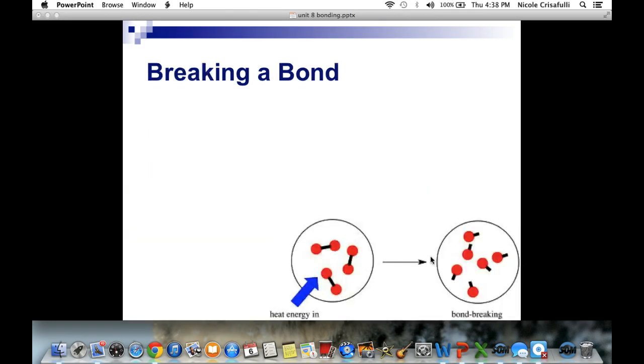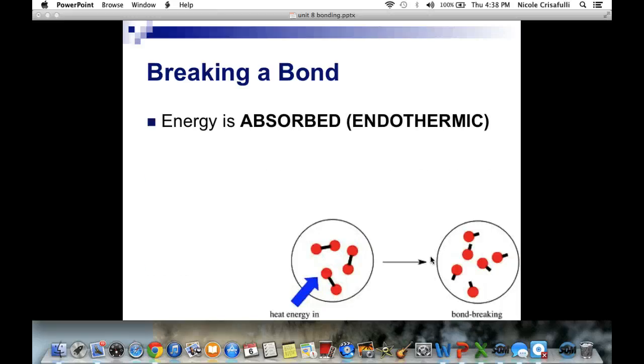Now the opposite is going to be breaking a bond. When you break a bond, you are absorbing energy, because it requires you to put energy into the system in order for the bond to actually be broken. So endo meaning in, thermic meaning heat. You're putting heat energy in to break the bond.